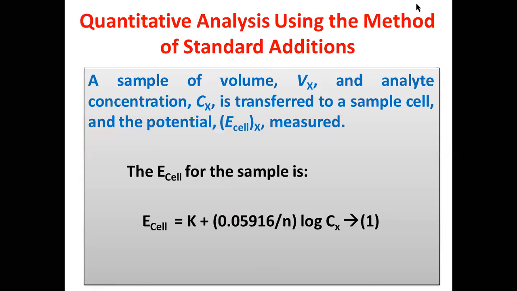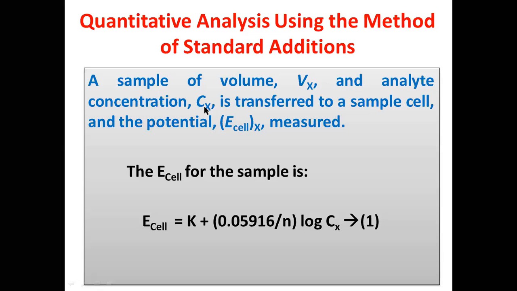How do we do this? Let me take an example. In the analysis of a sample containing analyte X, we will follow the standard addition procedure. How do we do this? You take a sample of volume Vx containing the analyte of concentration Cx, you transfer this into a potentiometric cell and measure the EMF, that is going to be E cell of X.